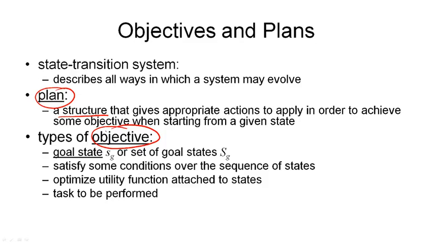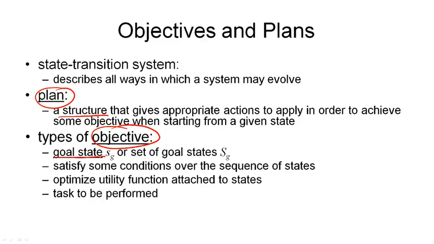There are different types of objective that can be defined for planning, and I will give you some examples now. The simplest way to define an objective is simply to have a goal state. This can be an individual goal state that is named. We've seen this in the missionaries and cannibals problem. Or it can be a set of goal states. That means one of those states is one that we want to reach.